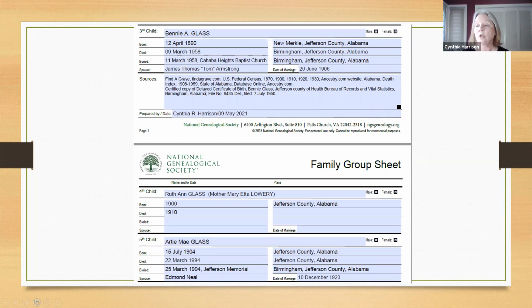The next page shows Ruth Ann Glass, and I put in parentheses Mary Etta Lowry to indicate that she's the mother of Ruth Ann and the children below this, so that it's not difficult to know who descended from whom, as well as you're not having to sit there and go, well, when did they get married? Was this child born by the first wife or the second wife? It's all very easily laid out.